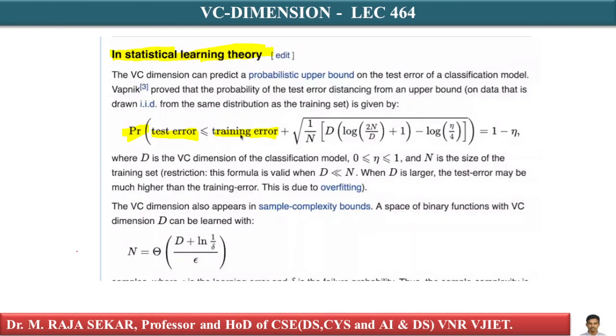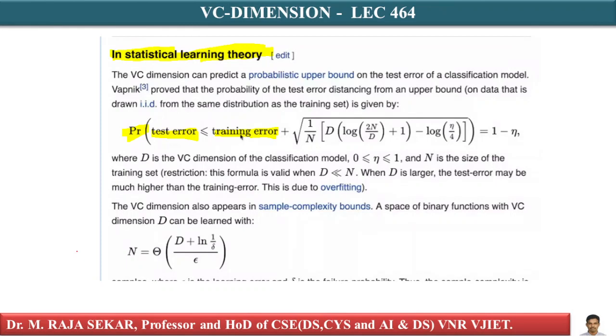So you can say that your test error is less than or equal to your train error with some probability. So what is the probability that your test error is less than or equal to train error plus some value? Here capital D is your VC dimension, N is the number of points that you have. So this is a very powerful and interesting bound in statistical learning theory. VC dimension and all of this beautiful theory is used by statistical learning theory.